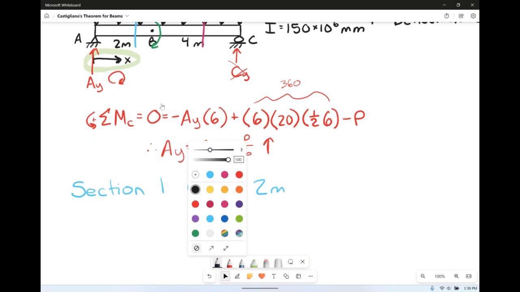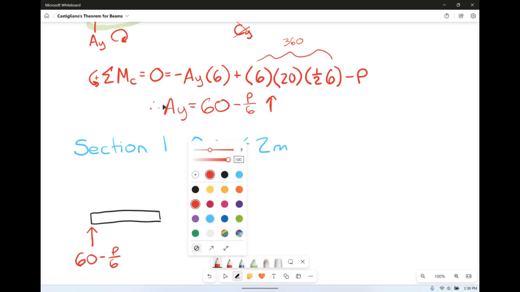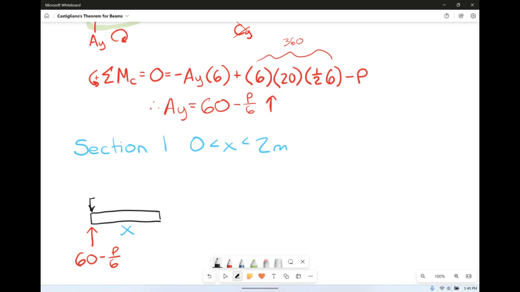So we need to draw our little free body diagram here. So we have AY, and we said AY was 60 minus P over 6. This distance is X. Don't forget that we have our distributed load here, and that's 20 kilonewtons per meter. Then we're going to have internal shears and normals and moments.